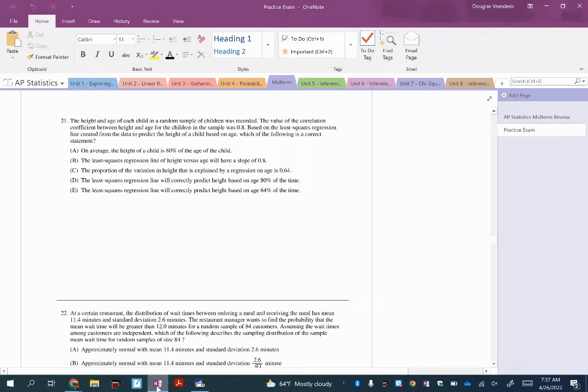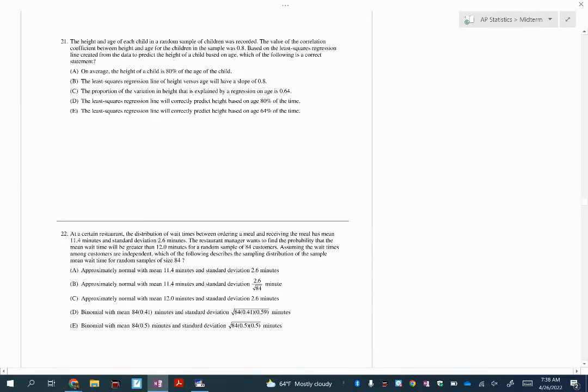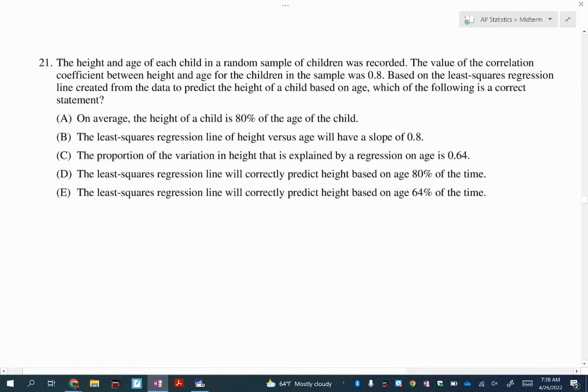All right, guys, here with our AP Stat students, continuing going over our multiple choice questions. Today we're going to do 21 through 30. Let's start with 21.